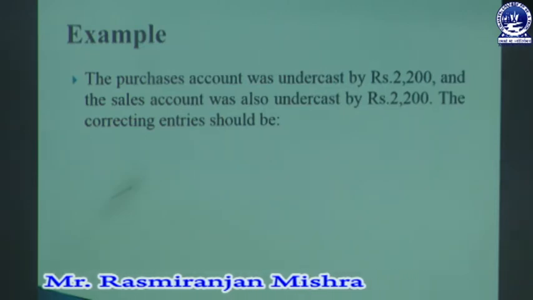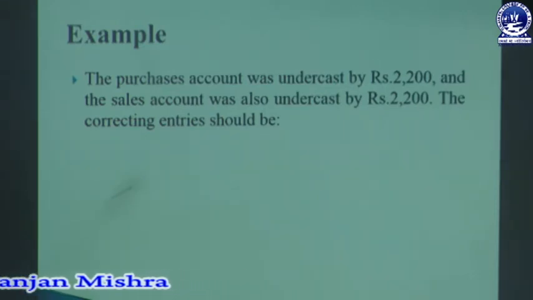That means that is lowered by 2,200, and the sales account was also undercast by rupees 2,200. So this is one type of error, which is called an error of compensation, or a compensating error. The purchase account is undercast by 2200, and the sales account is also undercast by a similar amount, so the errors compensate each other. That is called an error of compensation.